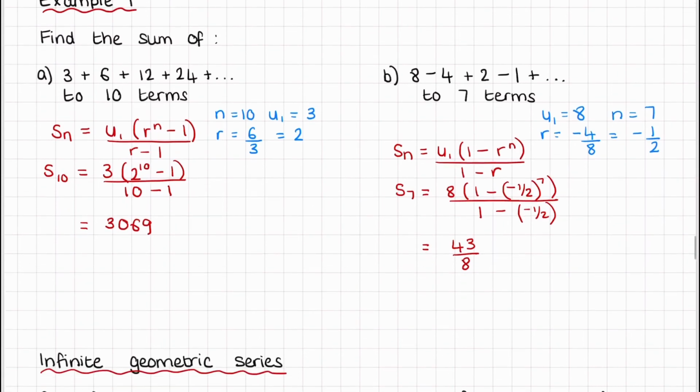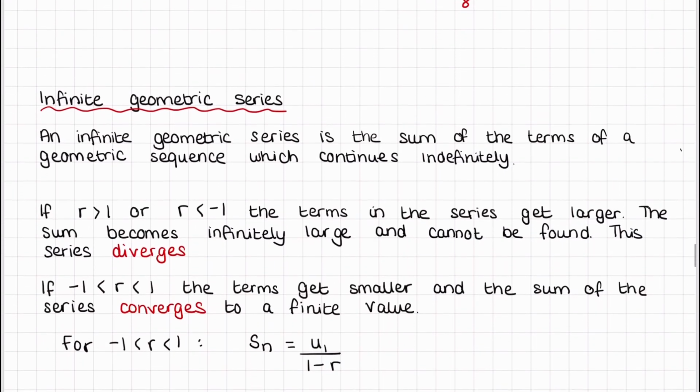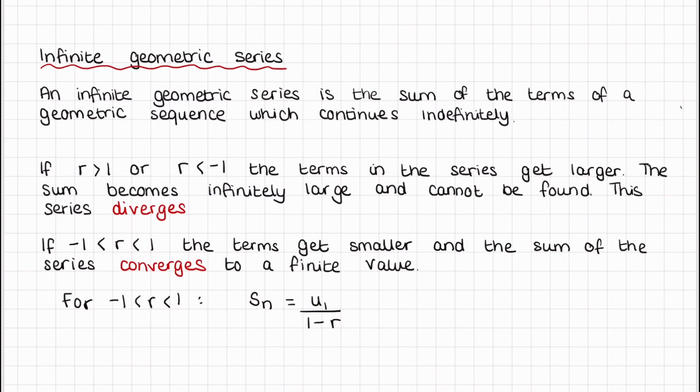Now, the other type of geometric series you can have is an infinite geometric series. So an infinite geometric series is a sum of the terms of a geometric sequence which continues indefinitely. Now that sounds a bit strange. How can we add numbers that go on forever?